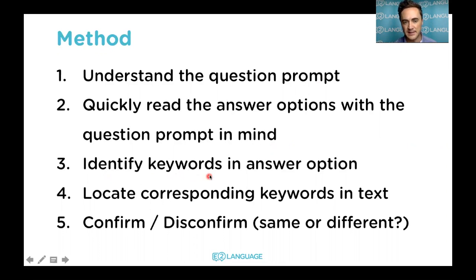But first you need to find it. So you identify keywords in the answer option, like MRI, for example. Then you locate the corresponding keywords in the text. You scan your eyes over, you find MRI. So now you've got it here and you've got it here. And the final step is to confirm or disconfirm. Does it say the same thing? Tick. Does it say something different? Cross. Okay, that's the method for multiple choice reading in the PTE.